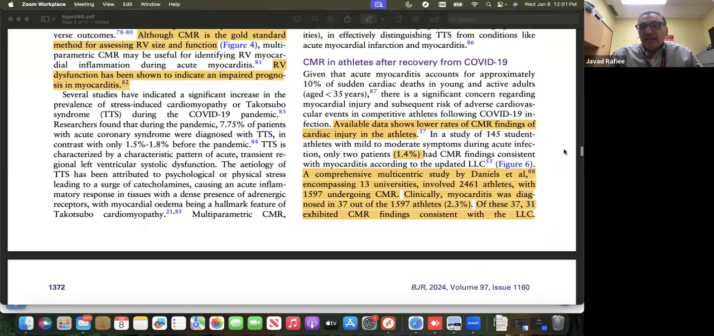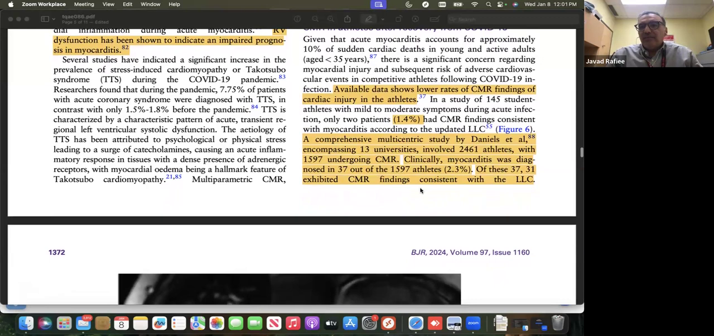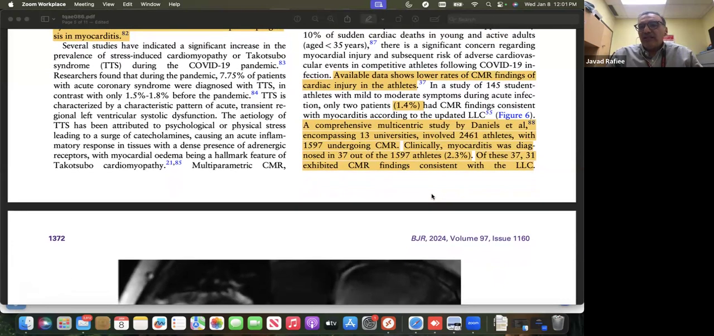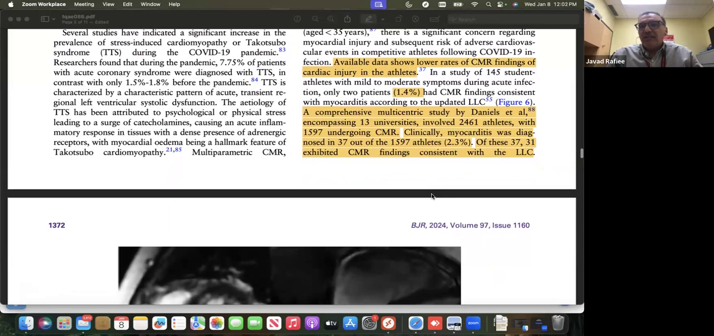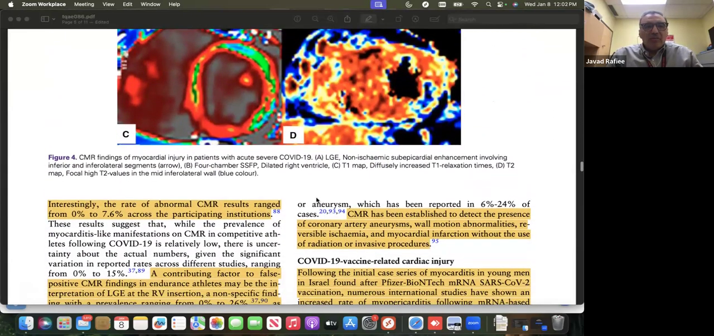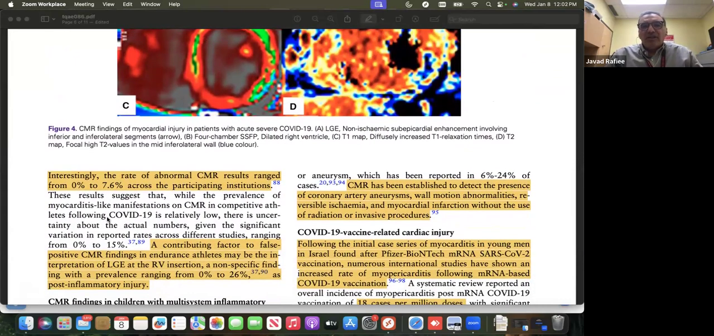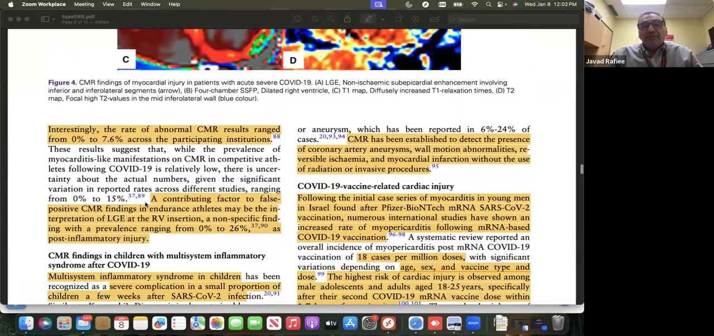But fortunately, a very large multicentric study in 13 universities showed that there is very low risk of myocarditis in this group of patients. And even cardiac MR shows about 0 to 7% evidence of myocarditis in this group of people.